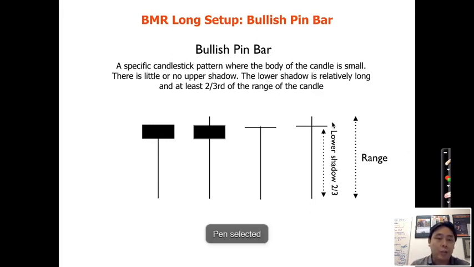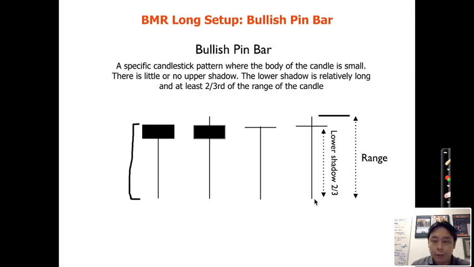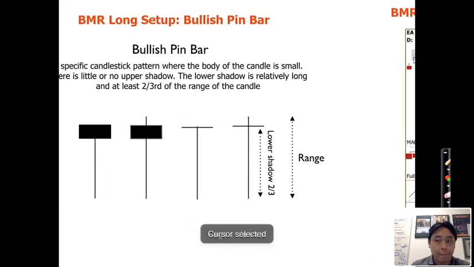And the lower shadow has to be specifically at least 2/3 the range of the entire candle. Right, so recall that the range is the top of the candle all the way to the bottom. That's the entire range, from here to here. So we want to ensure that for a bullish pin, the lower shadow has got to be 2/3 of the length of the entire candle. And that is what a bullish pin is. So these are 4 variations of the bullish pin, right? You can look like this, like this, like this, or like this. They all have that same characteristic.